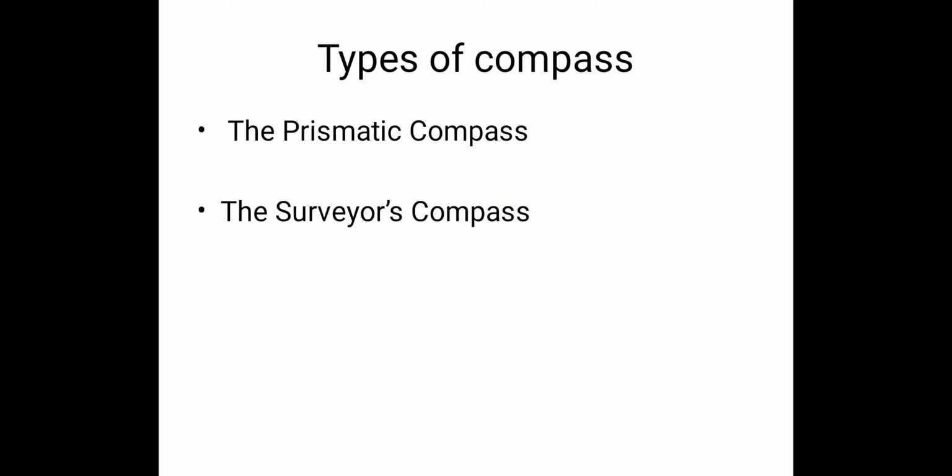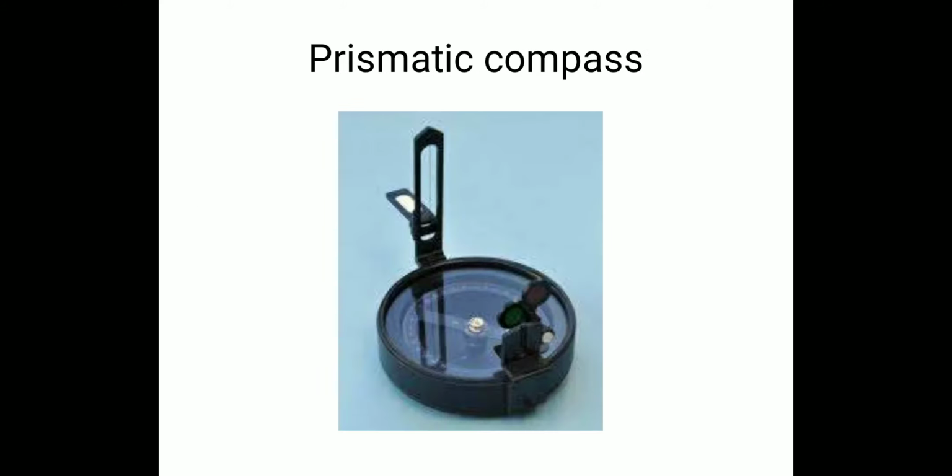Then what are the various types of compass? We have two major types of compass. The first one is the prismatic compass, and the next one is the surveyor's compass. The prismatic compass is shown in the figure. The prismatic compass has a prism, that's why it's called a prismatic compass.